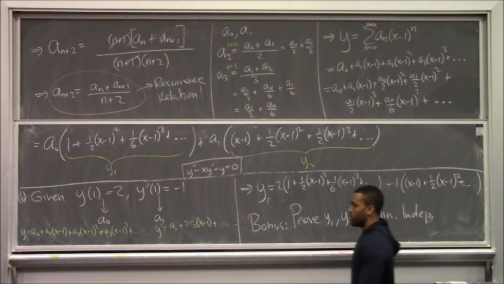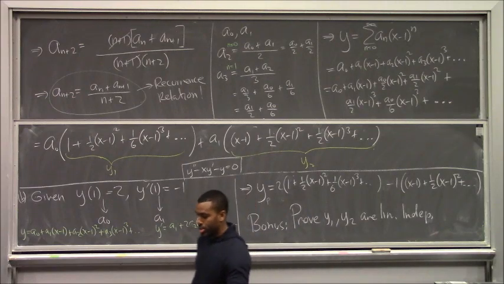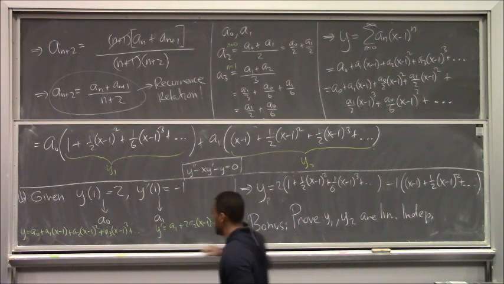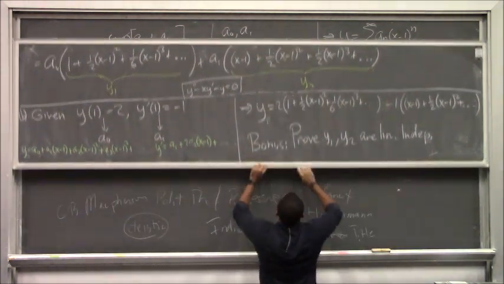I would usually prove that they're linearly independent. Show that the things repeat. The Wronskian. How do you do it? The Wronskian.